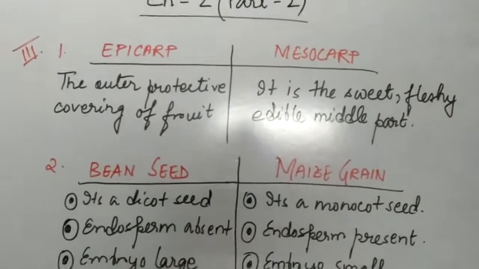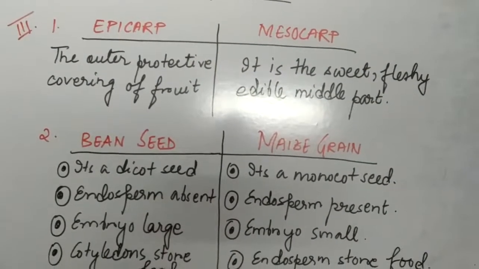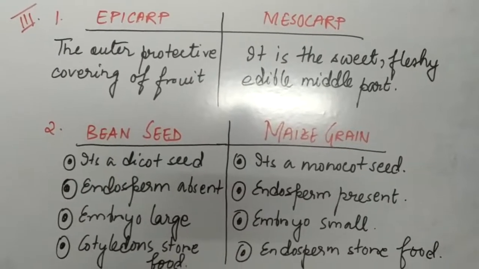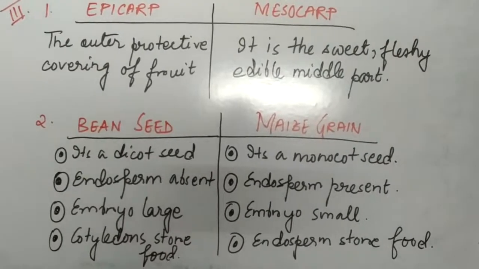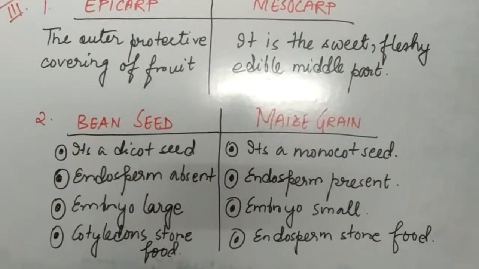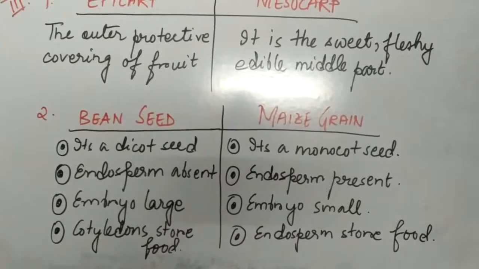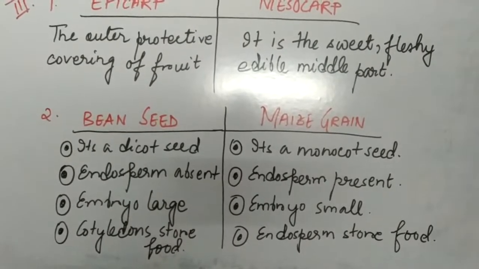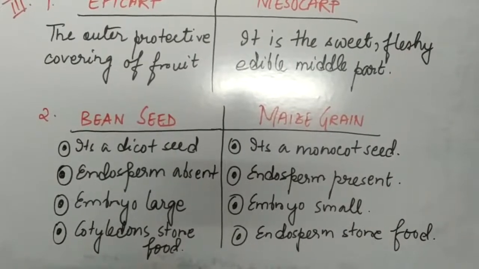Next is the difference between bean and maize grain. For bean seed, I have already said that it is a dicot seed. Dicot seed means having two seed leaves. And maize grain is a monocot seed. Monocot means it consists of only one seed leaf. Next, in bean seed the endosperm is absent, but in maize grain the endosperm is present. The third point: in bean seed the embryo is large, whereas in maize grain the embryo is small.